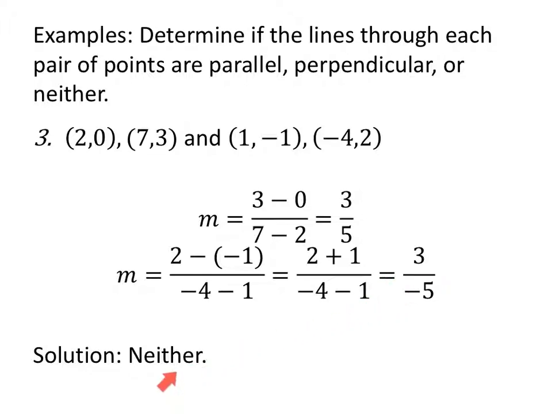My solution simply says neither. But why? Well, they have opposite signs. So both of them are 3/5. We're thinking parallel, but one's positive, one's negative. They're not exactly the same. They can't be parallel. So they have opposite signs. Maybe they're perpendicular. But they're not reciprocals. Neither one is a reciprocal of the other one. If you multiply these together, you get negative 9/25, not negative 1. So they're not reciprocals. They're not exactly the same. Therefore, they are neither parallel nor perpendicular.